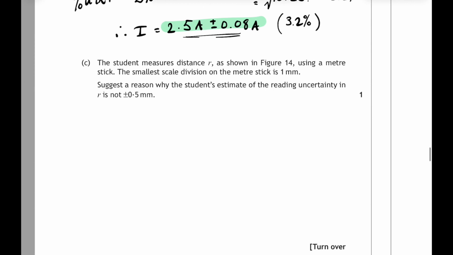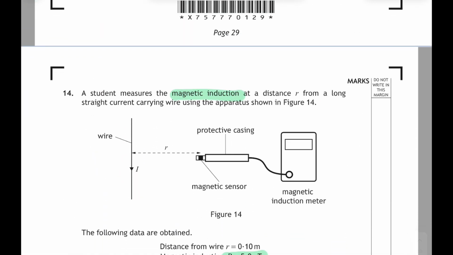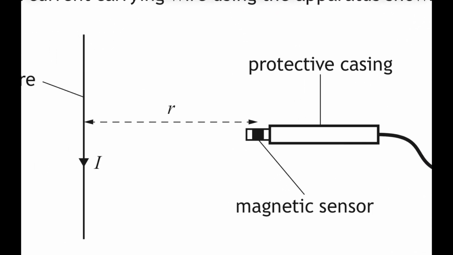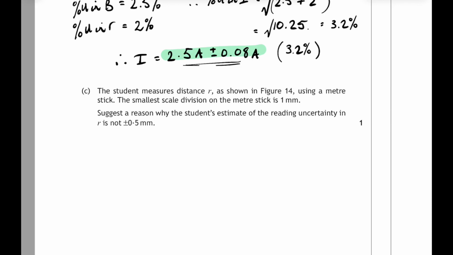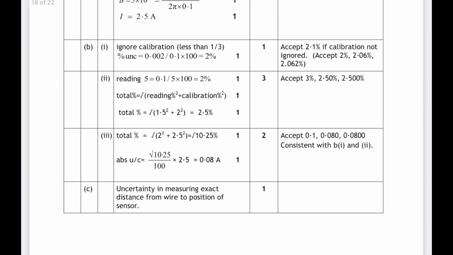Well, usually we would say that the scale reading uncertainty is plus or minus half the smallest scale division on the measuring equipment. But if we look at the diagram of the apparatus here, we've got the magnetic sensor and we've got the current carrying wire, and that measurement of R would be very difficult to make to within half a millimetre, because it's difficult to tell where the centre of the magnetic sensor is and where the centre of the wire is. So let's put that in as our answer. Difficult to locate the centre of the wire and the centre of the magnetic sensor.